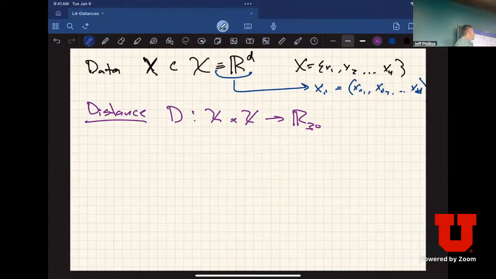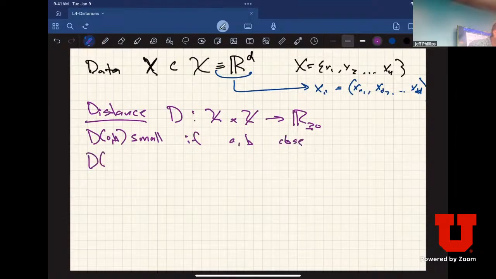So this will be what a distance is, right? It's measuring how close two things are. We'll say D(A,B) is small if A and B are somehow close to each other, and D(A,B) is going to be large if A and B are far. And this is a way of quantifying this.